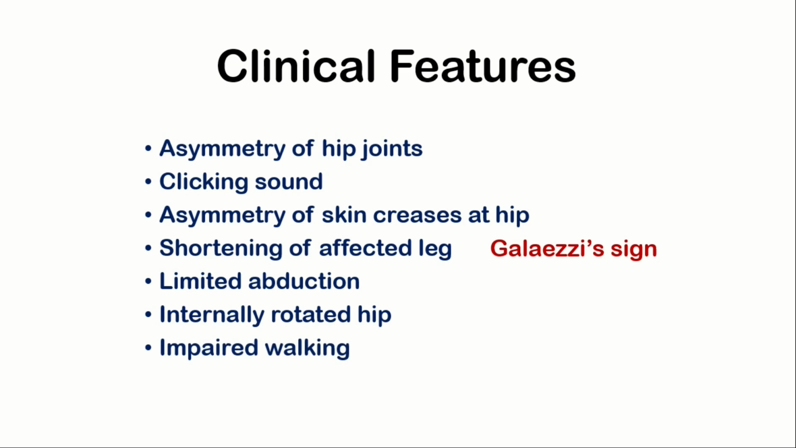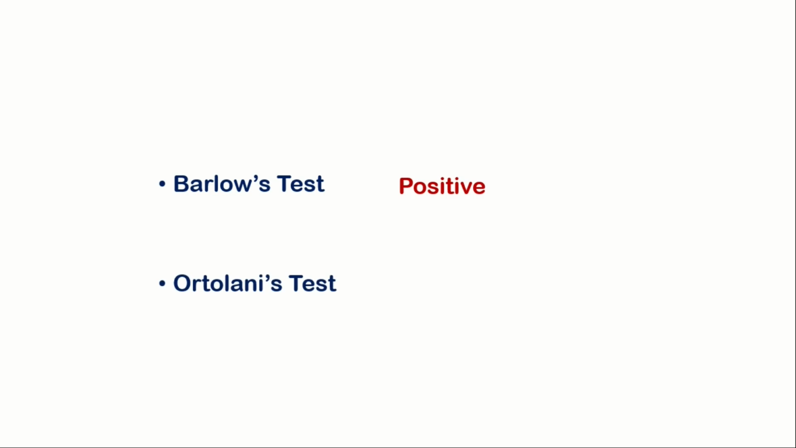Also, there are two tests that are being done in the clinical setting due to suspicion of congenital hip dislocation. The first test is Barlow's test. This test becomes positive in congenital hip dislocation. The second test is Ortolani's test, and it also becomes positive.